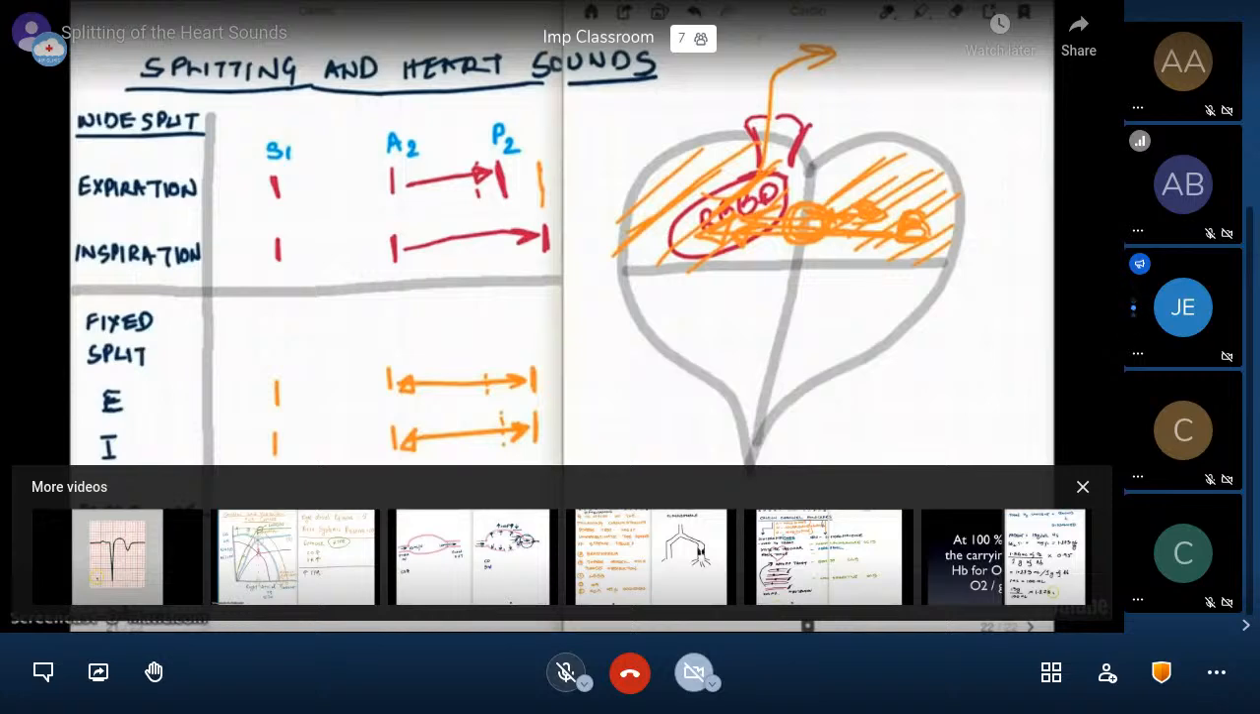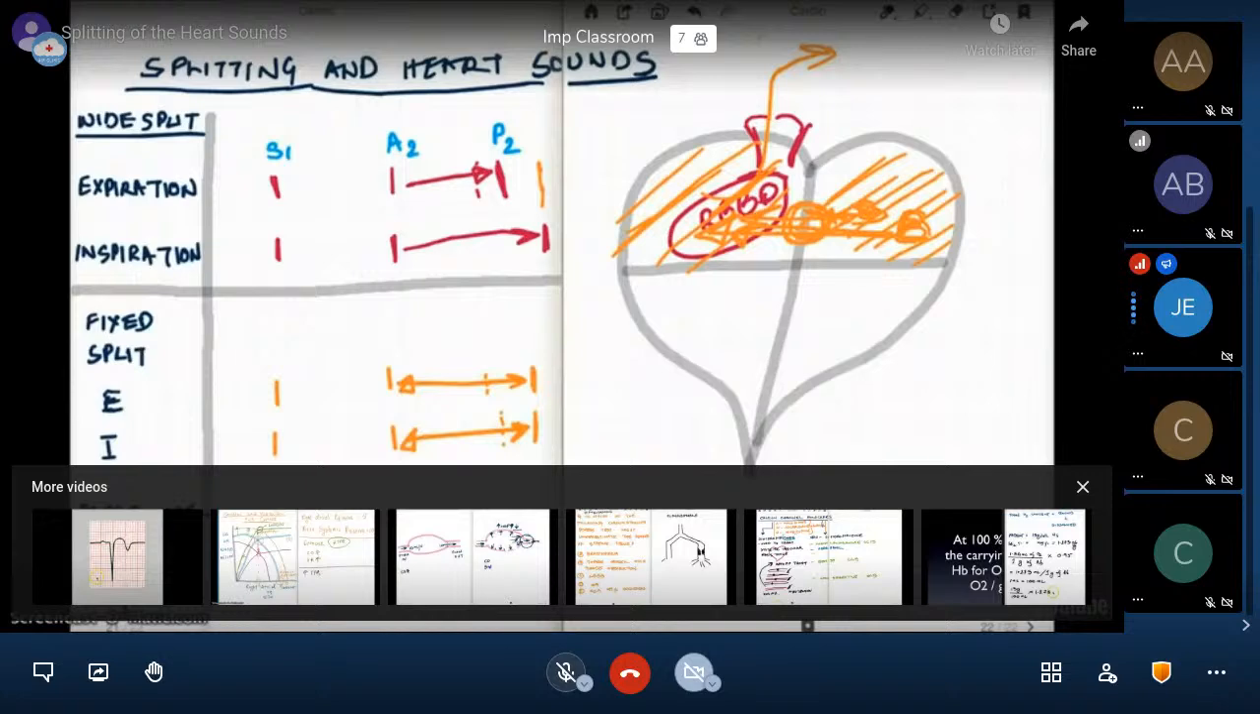Second heart sound is not absent in systemic hypertension. In fact, the second heart sound, A2 in particular, should be louder in systemic hypertension, just like P2 should be louder in pulmonary hypertension.